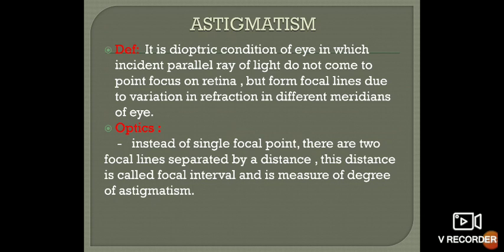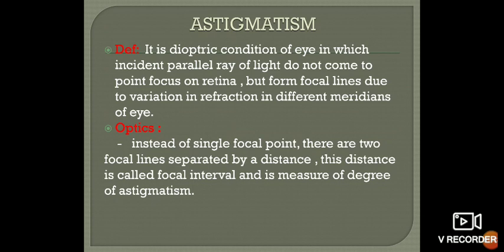And why does it occur? Because the refractive surfaces are not regular. In one meridian the cornea is more curved, in another meridian it is less curved. So the effective power of that surface will be different. More curvature, more effective power. Less curvature, less power. So instead of a single focal point, it forms two focal points in astigmatism. Depending on the position of these focal points, astigmatism can be divided into different types.